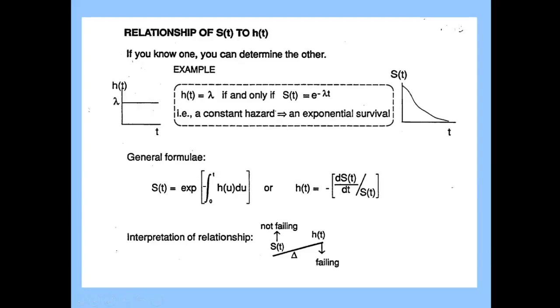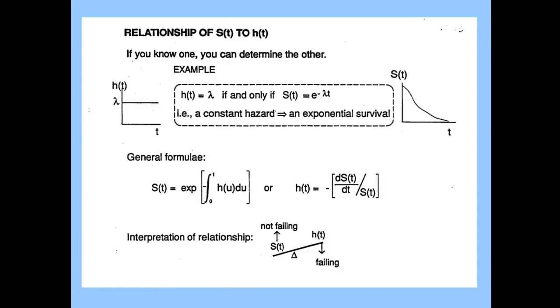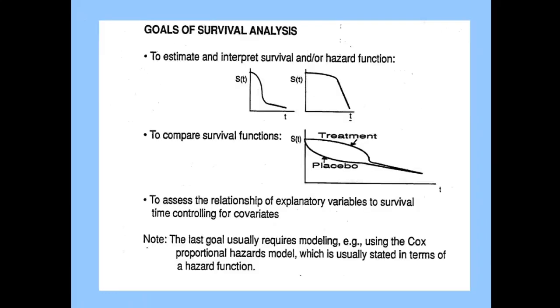Now, if it's not constant, it could be other things. There are other kinds of hazard functions you could have, and there are other kinds of survival curves, but one of them is the exponential. My point here is that if you know one, you can get the other. This helps you when you're doing an analysis, but let's go on to this one. Goals of a survival analysis.